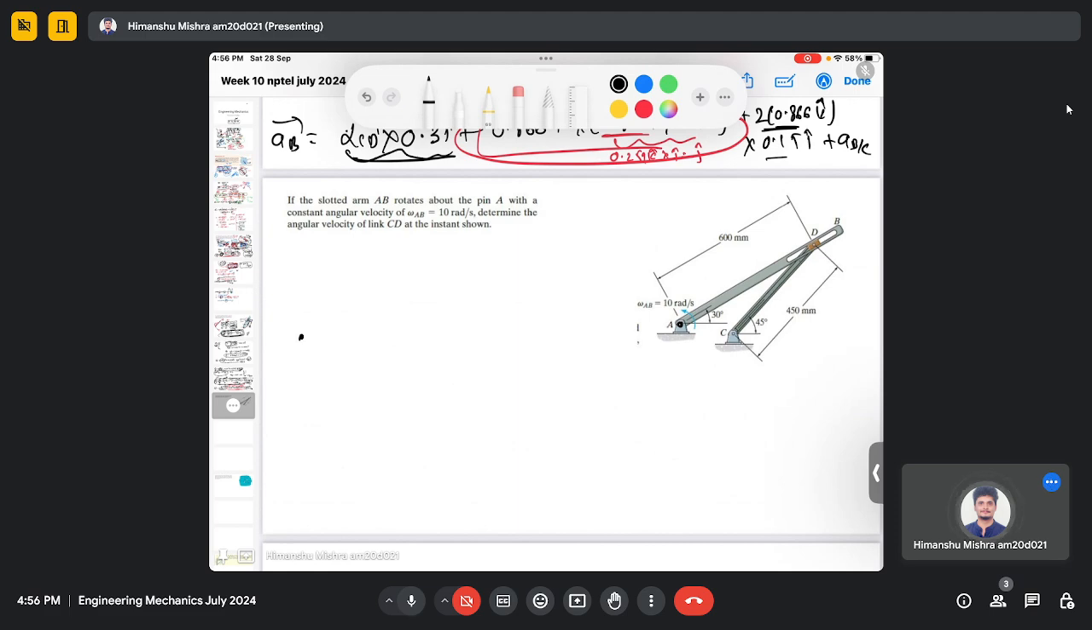So this is AB, and this is CD. This is my x-axis, and this is my y-axis.